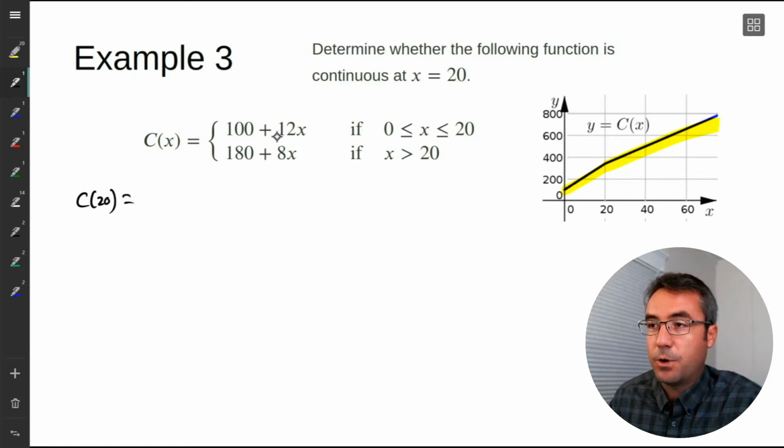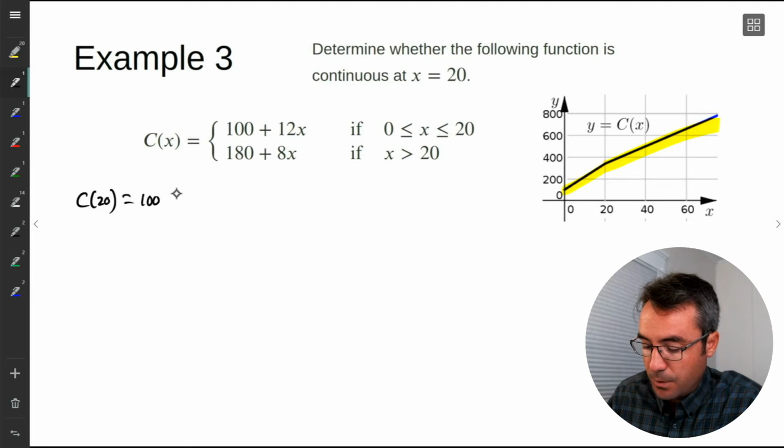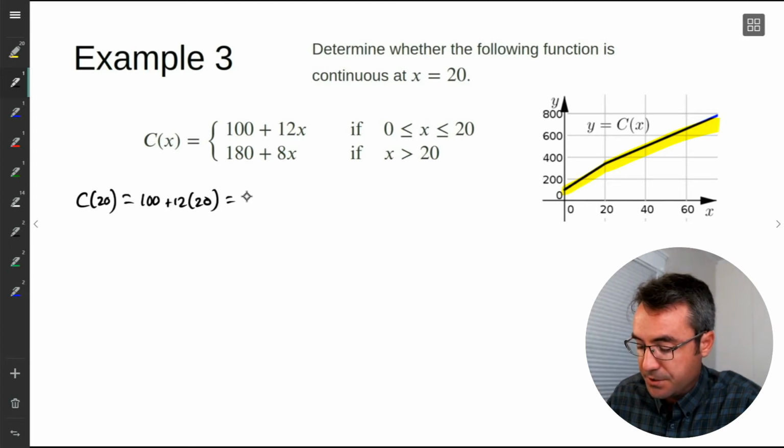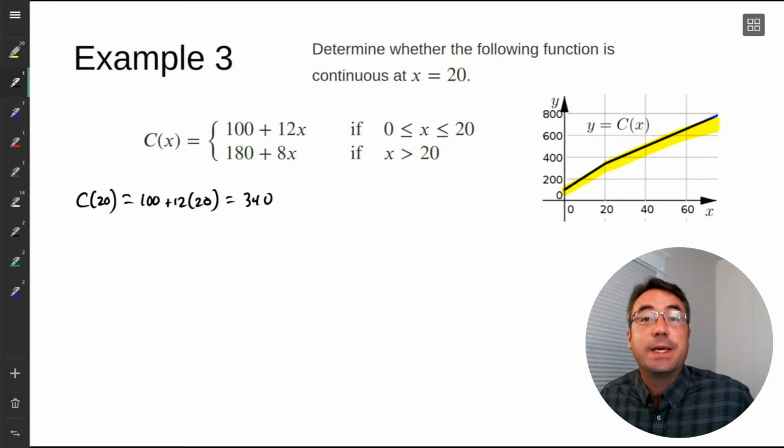And what formula do we use? Well, this one right here, this 100 plus 12x. So we're going to use 100 plus 12 times 20, which is 340, if we do the arithmetic. All right, so our function value is defined. That's good. We can keep going.